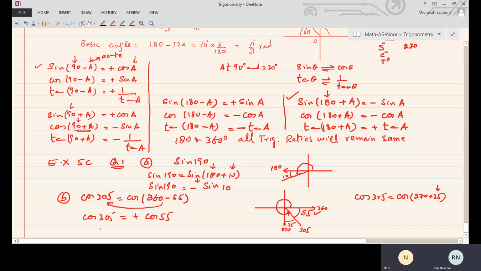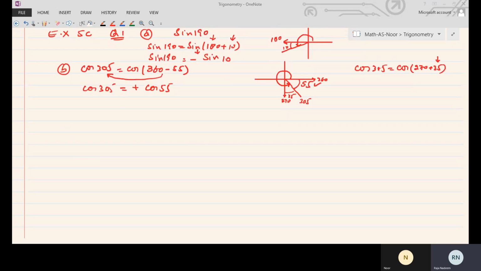If you use a calculator, then you'll find cos of 305 and you'll get some answer. But if you use the basic angle of 305 with cos, you'll get the same answer. So the concept behind the equality is this: you'll get the same answer.